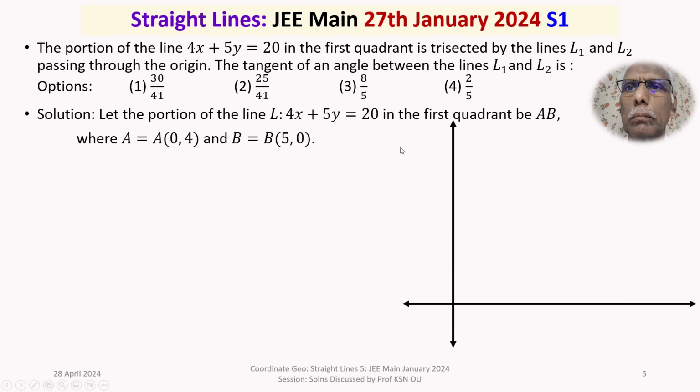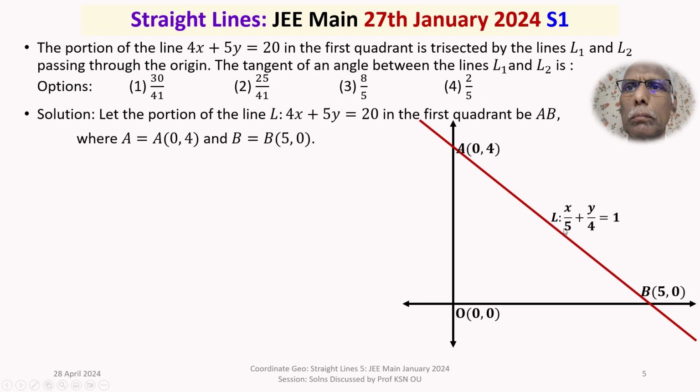So we have x-axis, y-axis, the origin. Right. And this is the straight line L, 4x plus 5y is equal to 20, that we have kept as x by 5 plus y by 4 is equal to 1. Then B will be 5, 0. A will be 0, 4. Agreed.